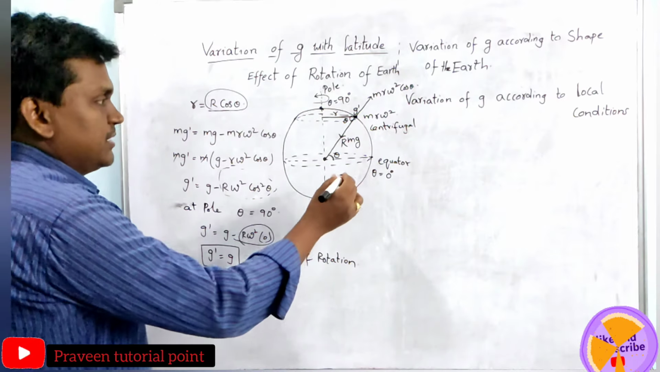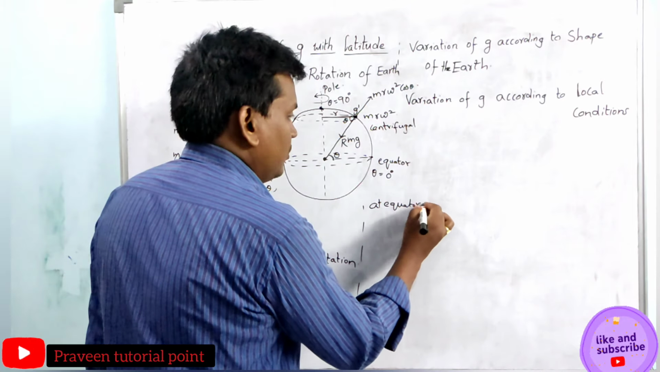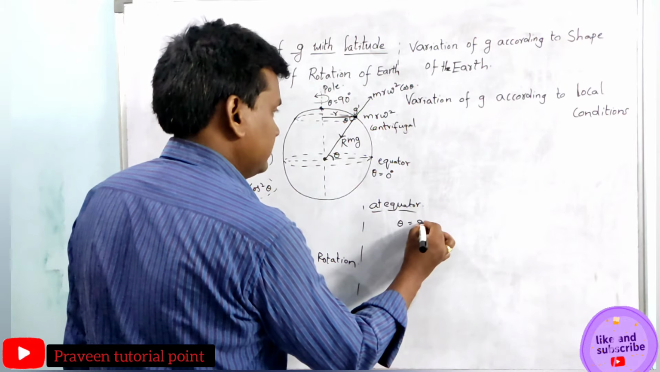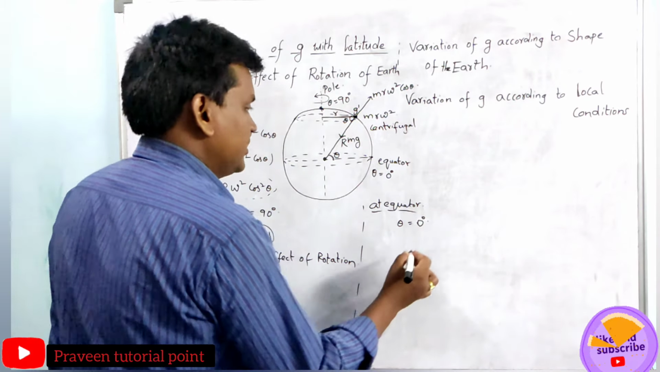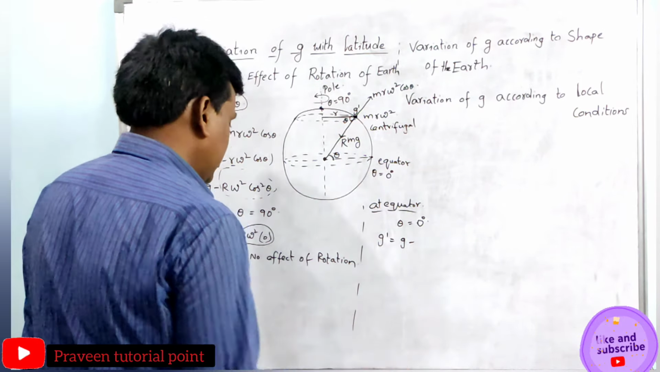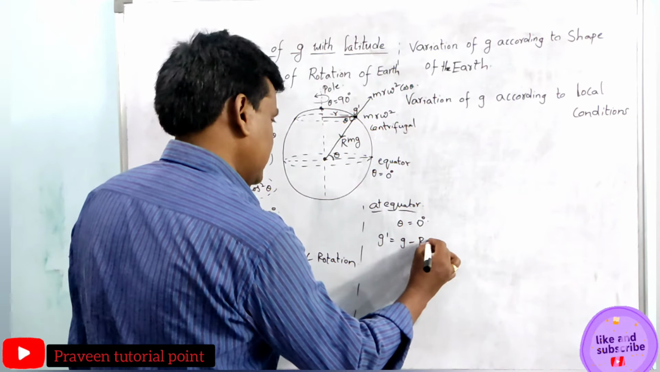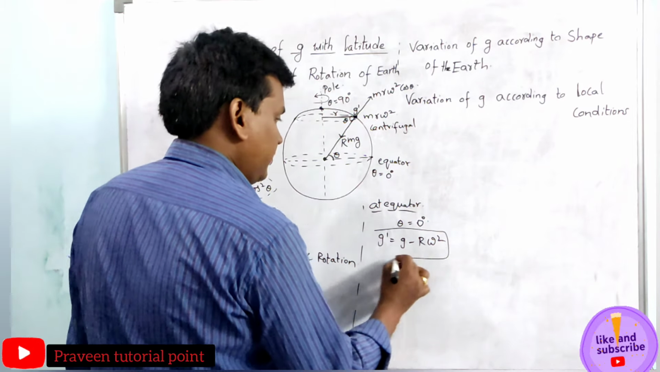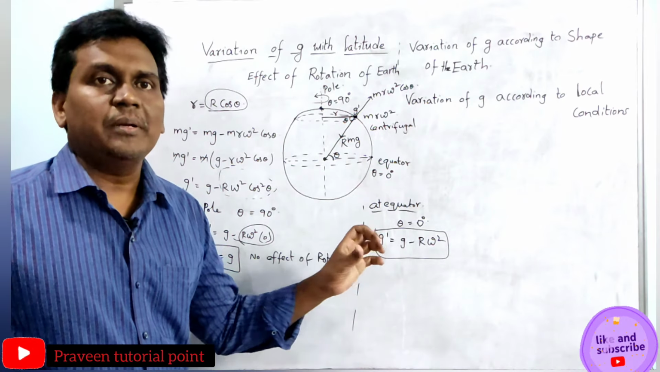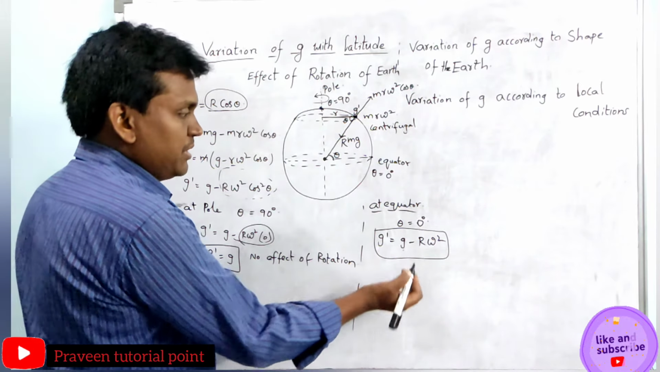And next, if you consider the equator, what would be the effect? At the equator, theta equal to 0 degrees, no? If you place that, g dash equals g minus r omega square cos theta. Cos 0 value is 1, so we get r omega square. So at the equator, the effect of rotation will be maximum, and g will be minimum here.